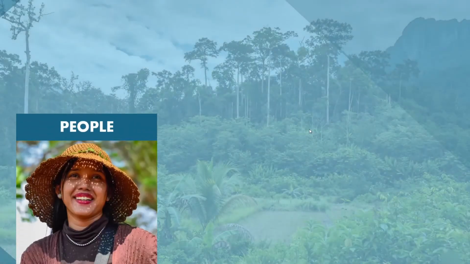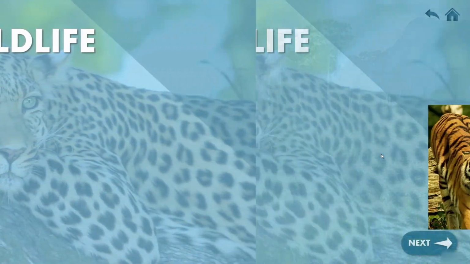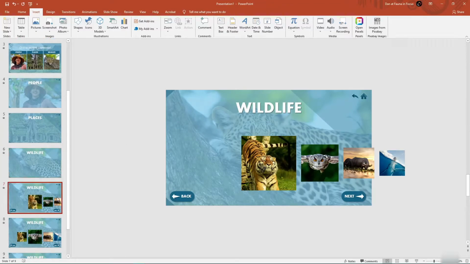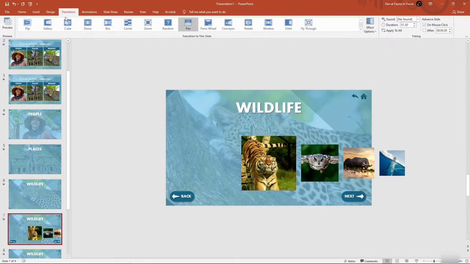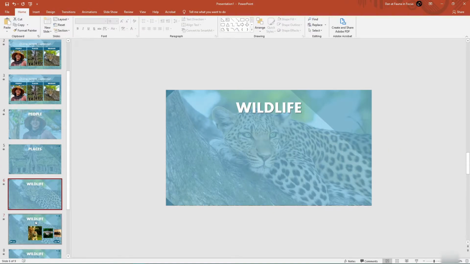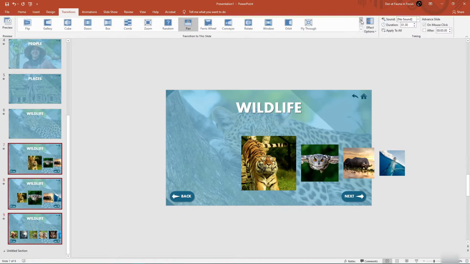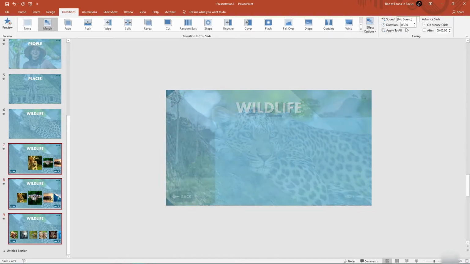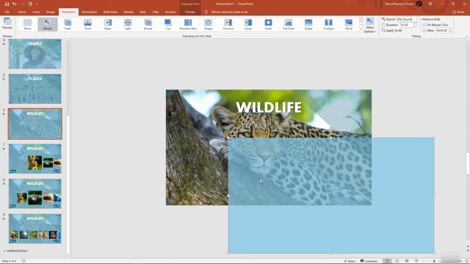So people, places, wildlife. We'll click on wildlife. It's going to go full like this. Hang on. We got to deal with a transition issue here. So we want this one to transition is going to be morph for all 3 of those. Morph in 1 second. And Y is the background. Aha!